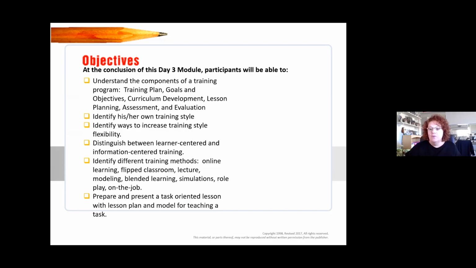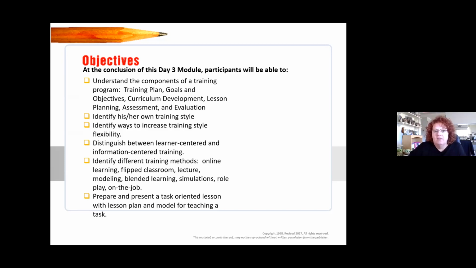Our objectives, because now we're on day 3, which we really are. Once we get done with day 3, you should have the idea of how the different parts of a training plan work: training goals, training objectives, curriculum development, lesson planning, and identifying your own learning style. You should already have a little idea of that. But now you want to know about your training style, and ways to increase your training style flexibility. You should already have a good idea, even though you may not have realized it. Distinguish between learner-centered and information-centered training.